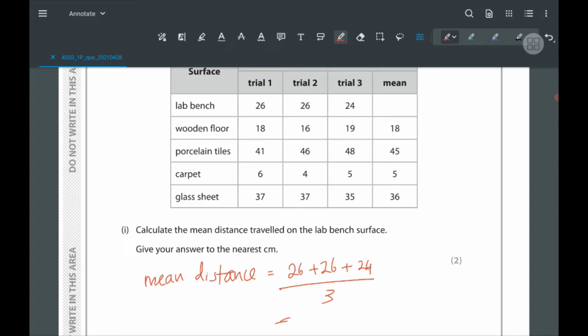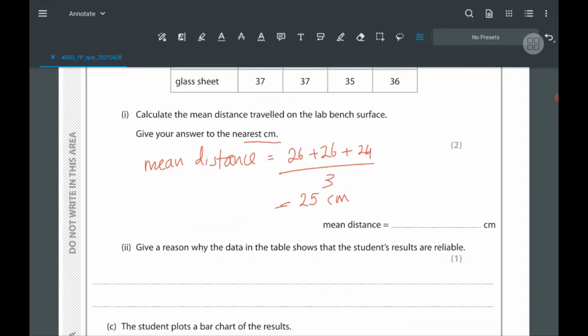They said give your answer to nearest centimeter. So the answer that we are getting is 25.3, but I will round it and say 25 centimeters because they are asking to the nearest centimeter. Answer here should be 25. Yeah, here if you have written, that's enough. So if you have written this way, you are getting 2 marks.